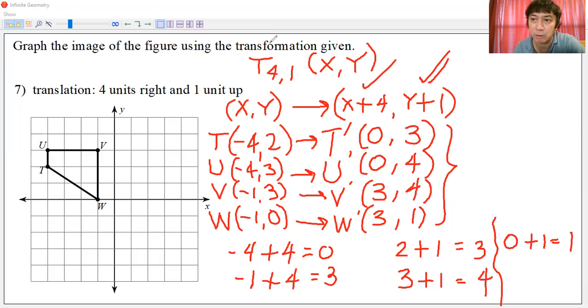All right, let's plot the points, then connect them with straight lines. Okay, T prime is 0, 3, so it must be here. U prime is 0, 4. So 0, 4 is right here. Okay, now 3, 4, that must be up here. There. And finally, 3, 1, it should be down here. All right, there. Okay, you can see 4 red dots there, 4 points. We shall connect this with straight lines. Okay, let me try connecting this.